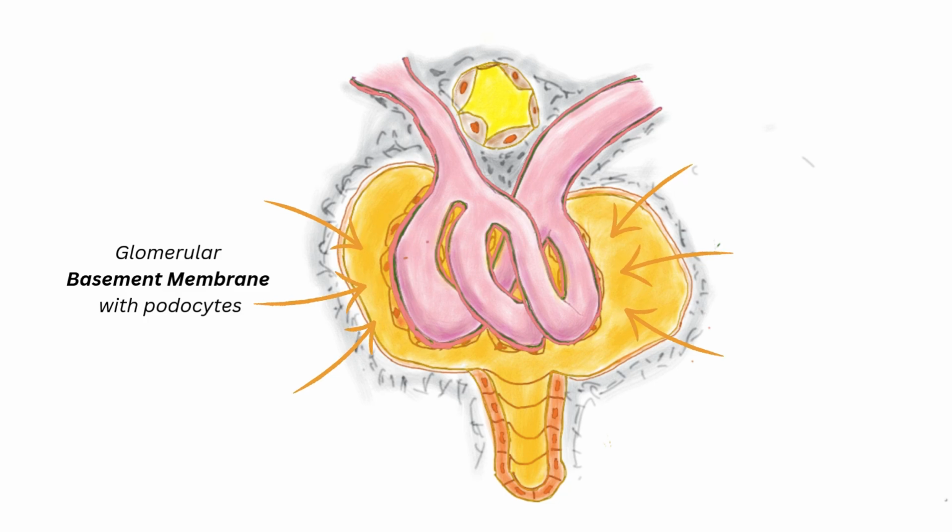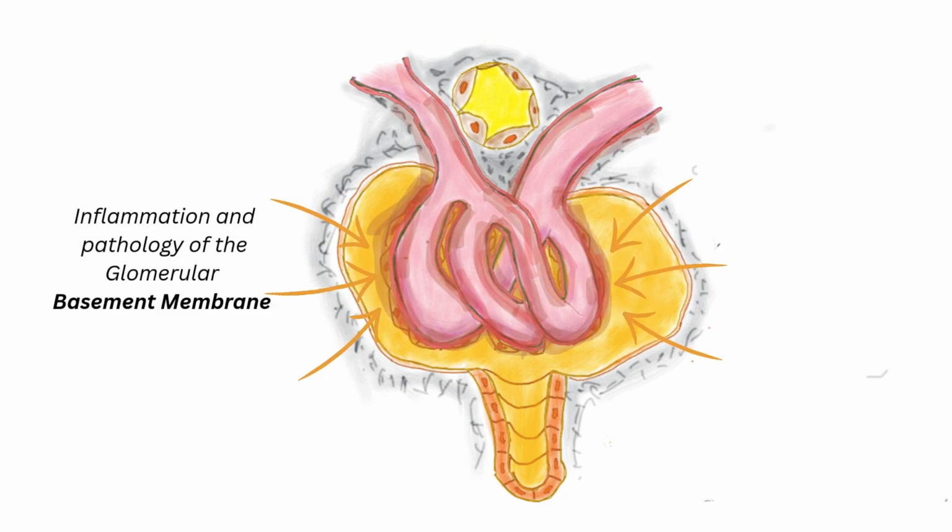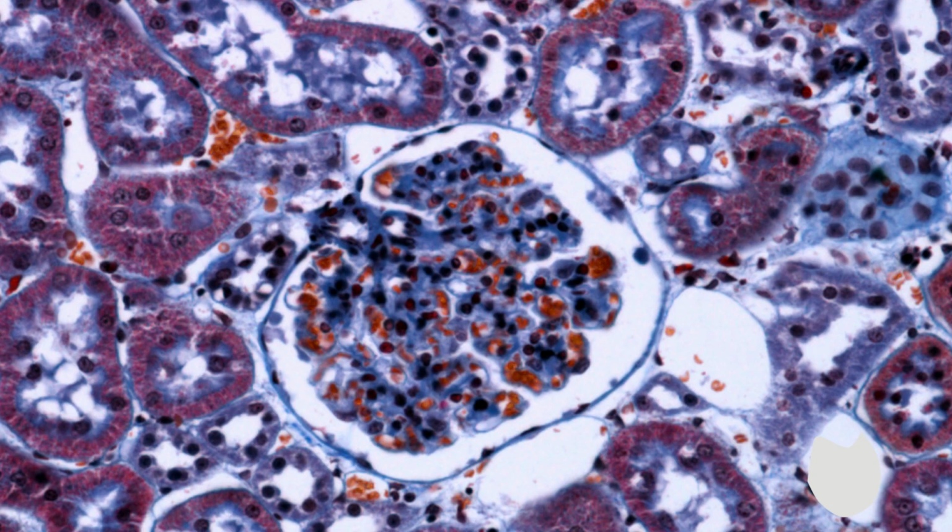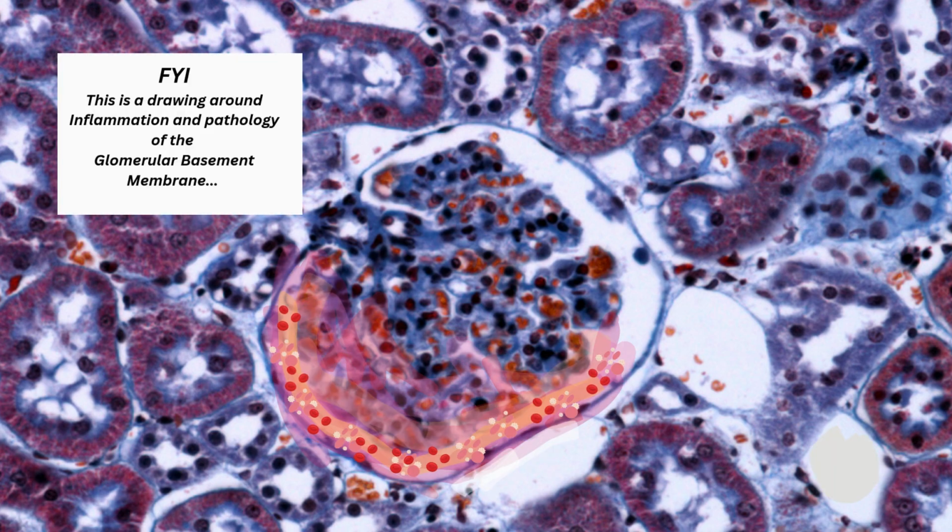Let's focus at the glomerular basement membrane with podocytes. This is the region of inflammation and pathology of the glomerular basement membrane. FYI, this is a light micrograph section of a normal glomerulus encased in Bowman's capsule. FYI, pathology slides of the nephrons of patients with advanced Goodpasture syndrome would demonstrate crescentic glomerulonephritis with regions of necrosis and crescentic formation.